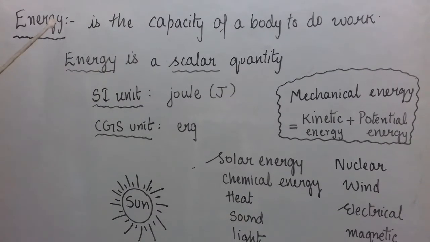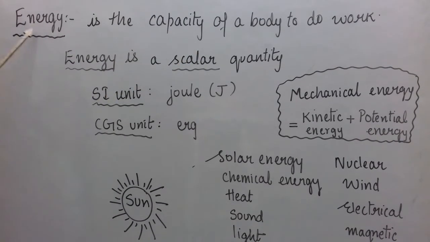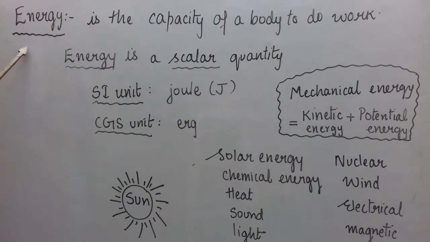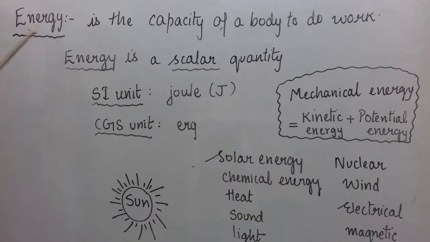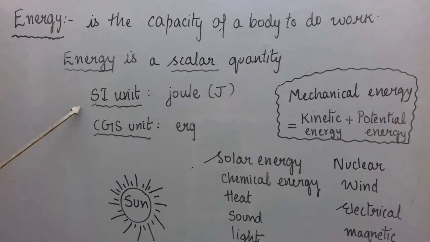So energy and work are quite equivalent in the sense that energy, just like work, is a scalar quantity. Energy has the same units as that of work. Its SI unit is joule and CGS unit is erg. In other words, we can say a body having energy of 100 joules can do 100 joules of work.